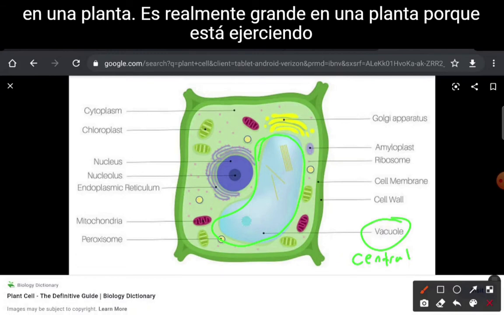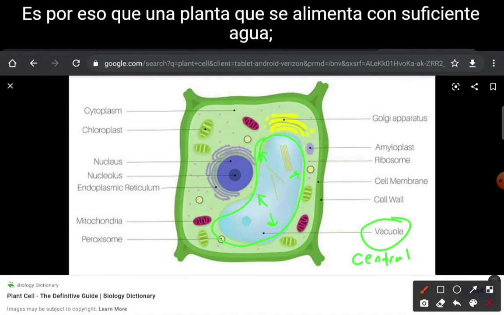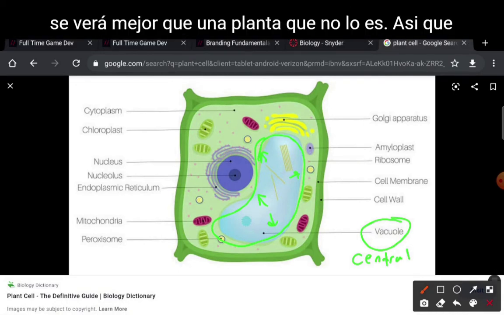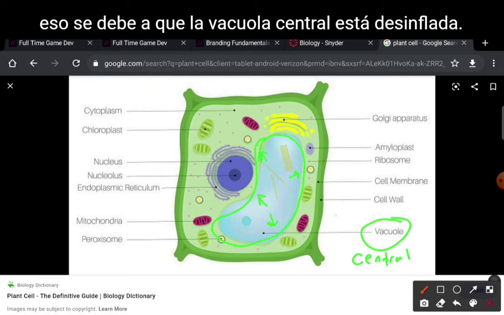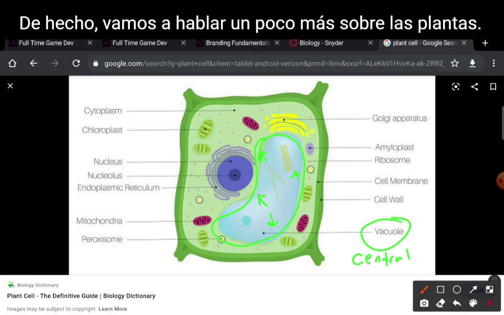It's really big in a plant because it is exerting pressure, sort of like inflating the cell. This is why a plant that is fed enough water will look better than a plant that is not. So plants that are not given water will start to wilt, and that is because the central vacuole is deflated.